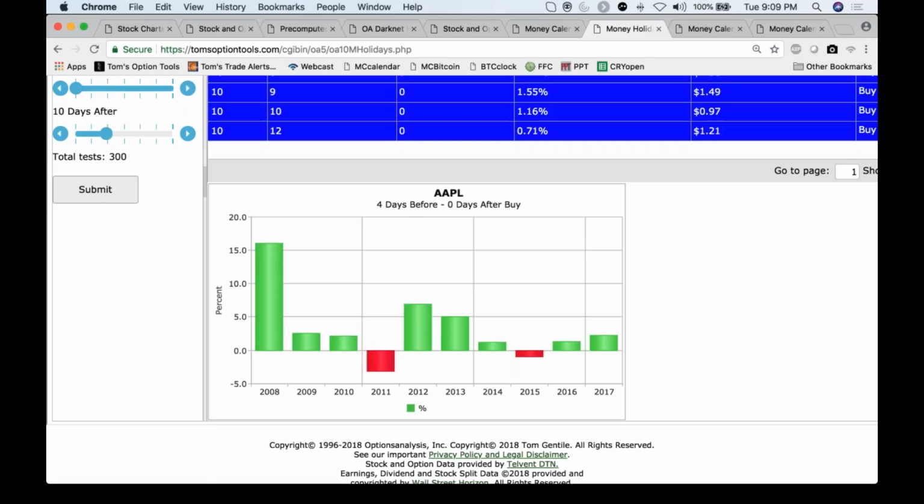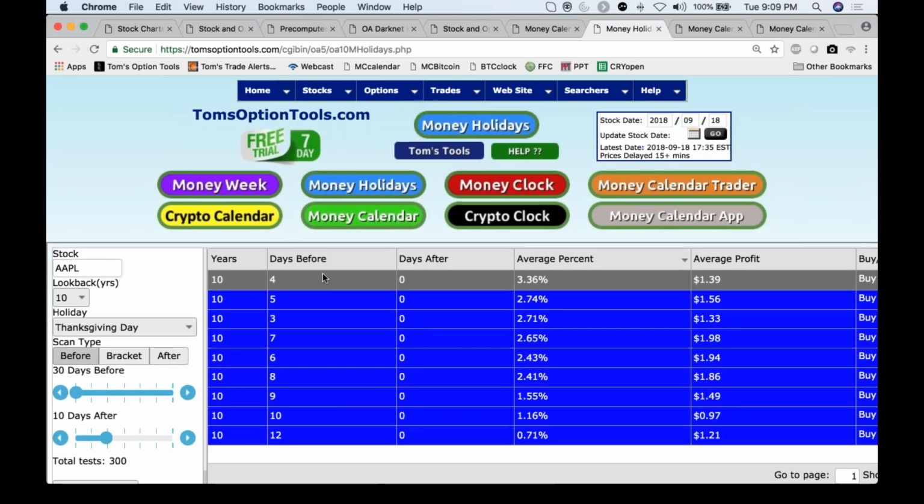So I want all of you to remember this. Remember the week coming into Thanksgiving, because it has been 8 out of the last 10 years a very, very good week for Apple. We have the ability to do this with any stock that is a penny, pilot, weekly, basically the most popular stocks and ETFs.